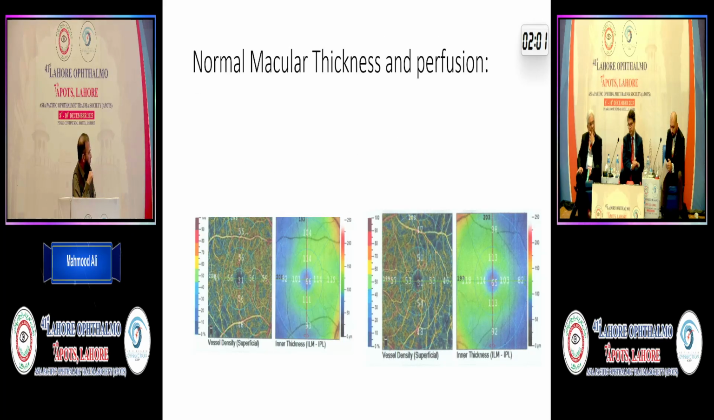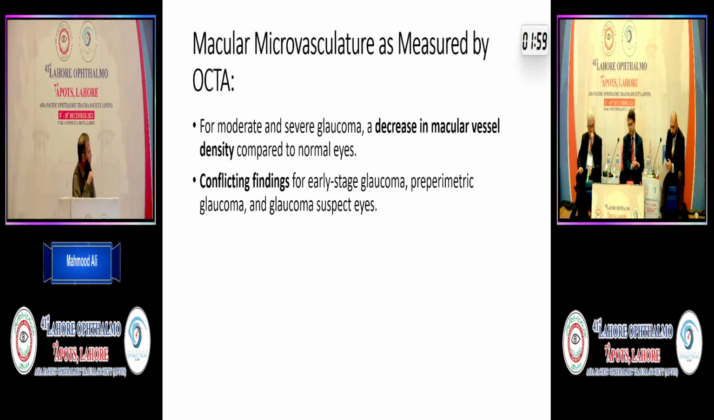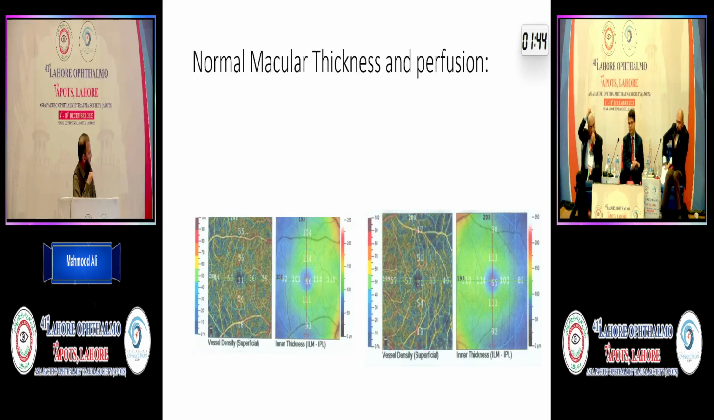Is this also correlating well? Studies show that at the moderate and the advanced stages, these correlate well with the changes. However, there are conflicting reports about the microvasculature changes in the early stages or very advanced stages.